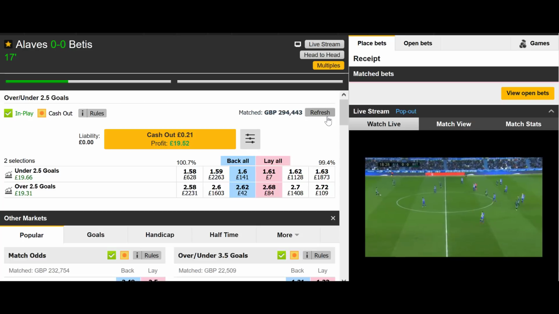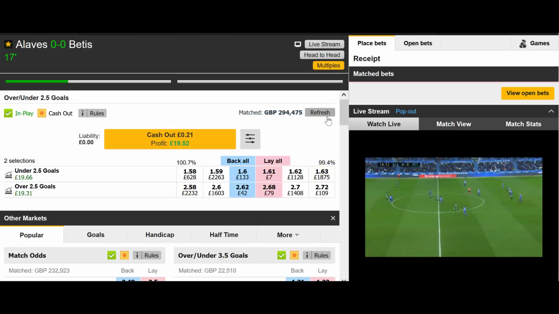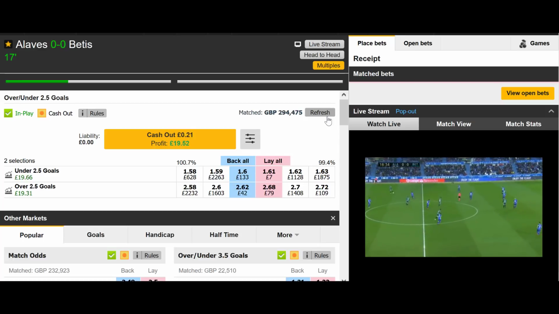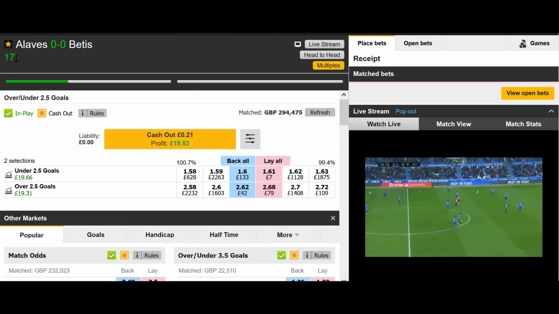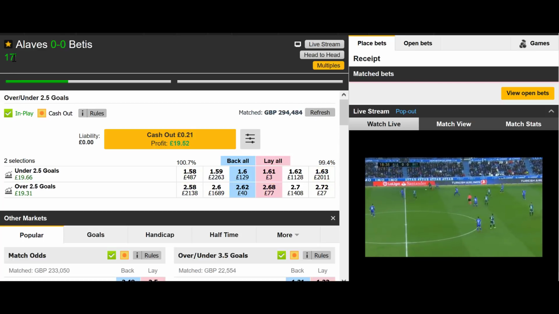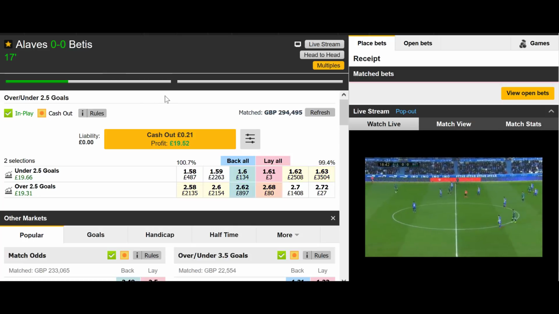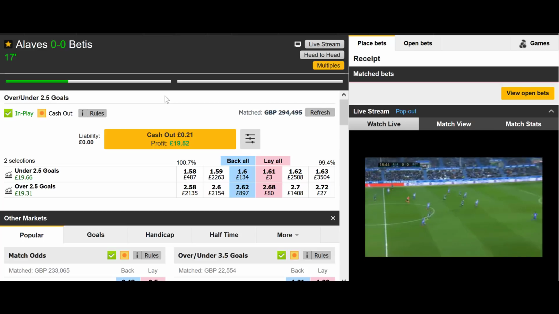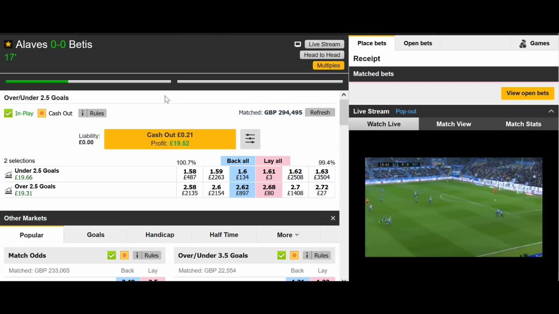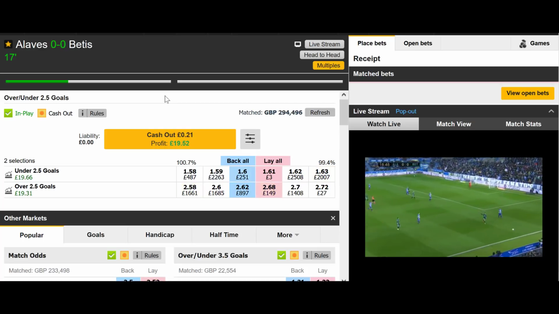Now, of course, it's not as simple as that. Everyone has their different exit points. You might want to get out after 5 minutes. Some people want to get out after 10 minutes. Here we started to get out around 15 minutes. Some people wait 25 minutes. Some people say half time. There are so many ways to skin the cat, as they say.